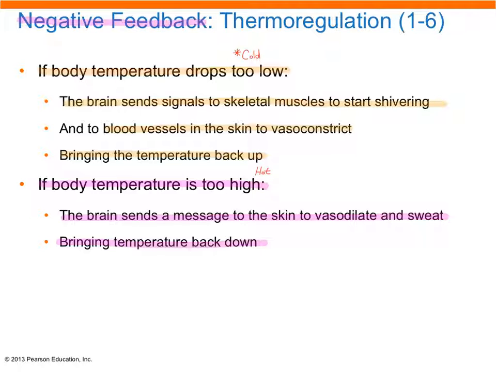A common example would be body temperature. If the body temperature drops too low or becomes cold, the brain sends a signal to the skeletal muscles to start shivering. The blood vessels in the skin vasoconstrict, and that brings the temperature back up. If the body temperature is too high, the brain sends a message to the skin to vasodilate and sweat, and that brings the body temperature back down.